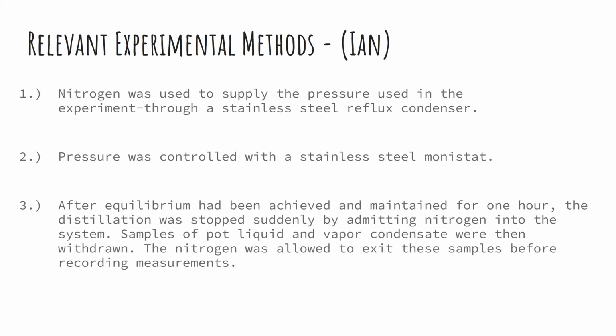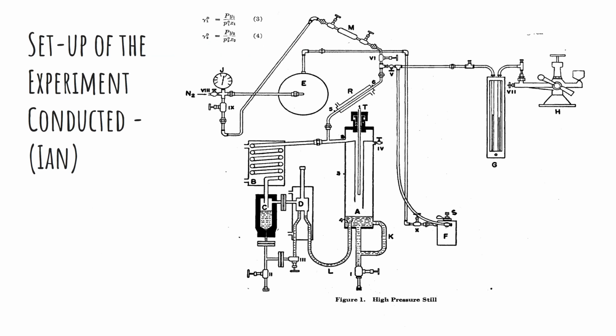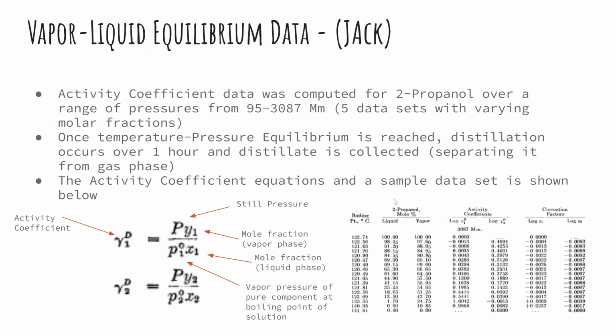Some relevant experimental methods. Nitrogen was used to supply the pressure used in the experiment through a Steele reflux condenser. Pressure was controlled with the stainless steel monostat. After equilibrium had been achieved and maintained for 1 hour, the distillation was stopped suddenly by emitting nitrogen into the system, and the samples were then withdrawn. This is a high-level overview of the system where we have a bunch of the things that they utilized.